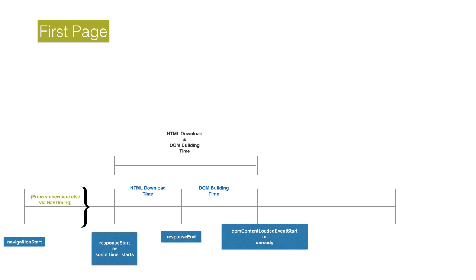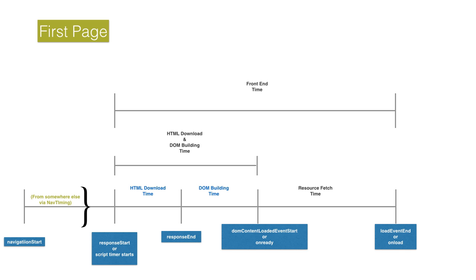Finally, resources like images, CSS files, and JavaScript files are fetched to complete the page. The NavTime API reports load event end, which is when the normal onload event occurs. The agent calculates resource fetch time. The page is completely loaded. Finally, the agent calculates front-end time, which measures the time between the beginning of the page load and the end.